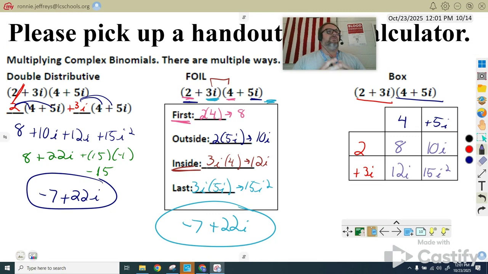All right, so you have all these methods to choose from. Now, some people are going to choose one and they're going to do every single step because that's how they have to operate. Other people are going to automatically say, well, whatever this is, if it's a positive 15i squared, it's going to end up being negative 15. They just multiply it by negative 1 and pop out the i. All right? Now, that was this one.